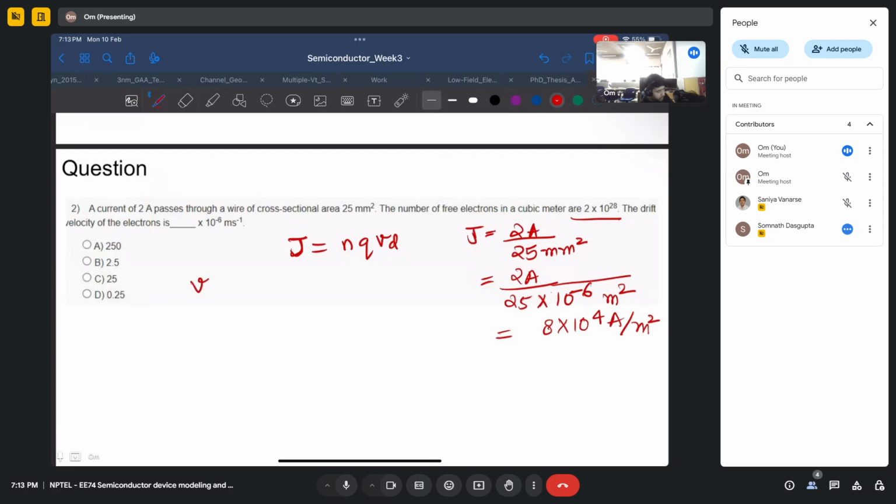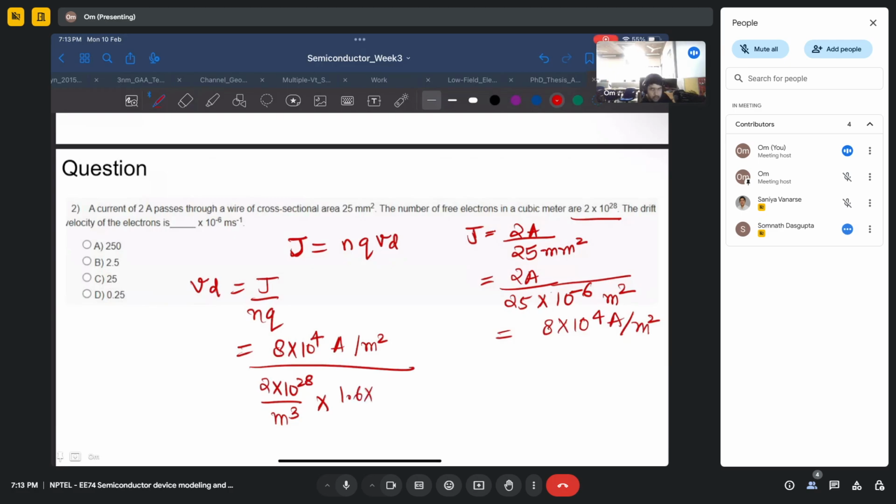So we have to find VD. VD equals J by N q, 8 into 10 to the power 4 ampere per meter square upon N, which is 2 into 10 to the power 28 per meter cube, and q is 1.6 into 10 to the power minus 19 coulomb.